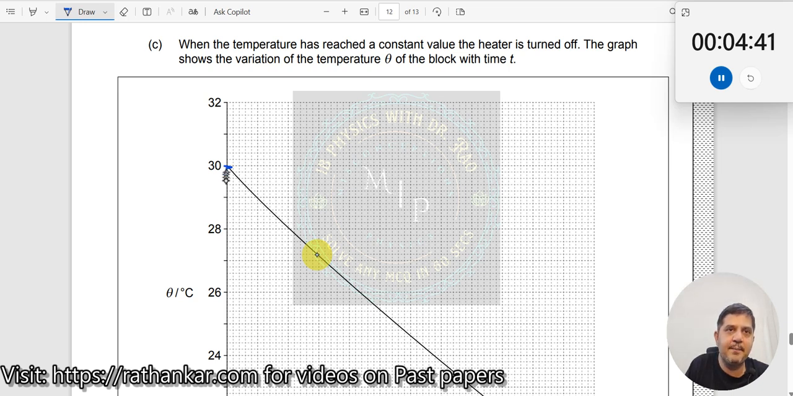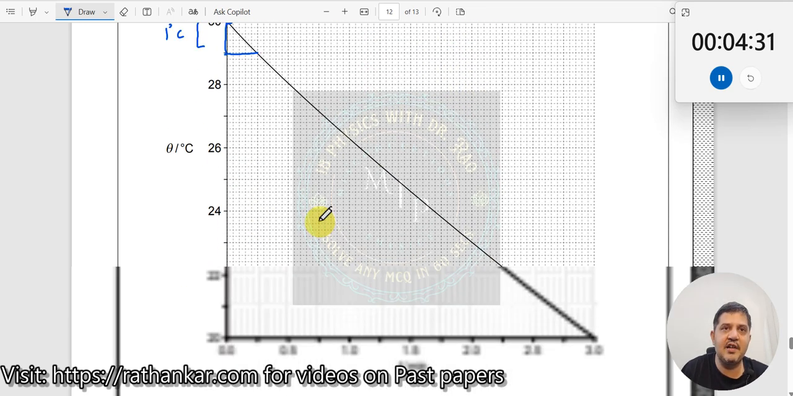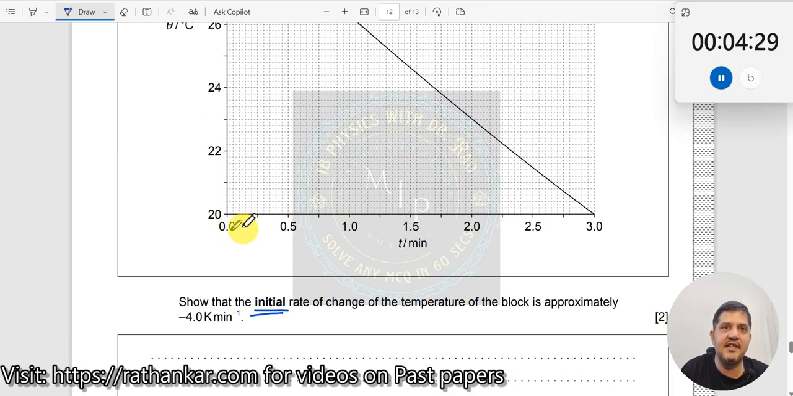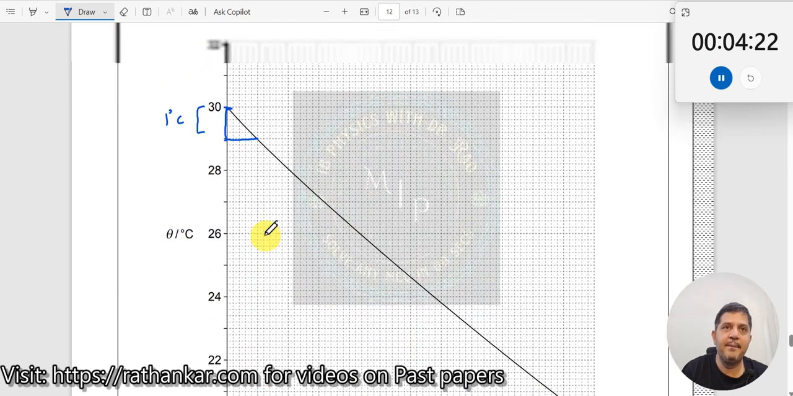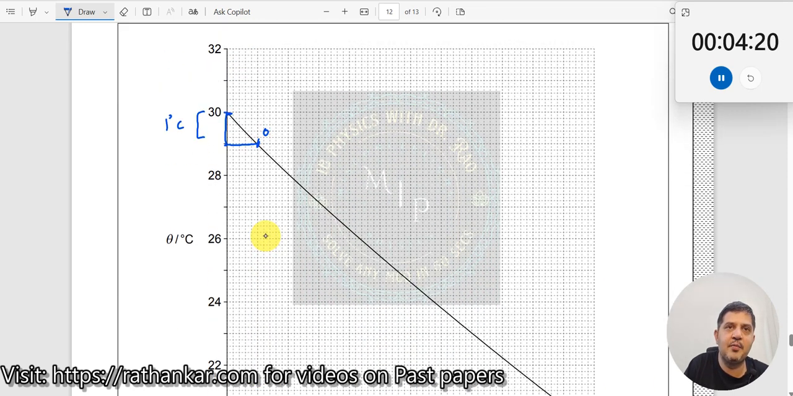So let me take up this line and this line. What is this value? This is 28, this is 29, this is 30. So this should be 1 degree centigrade. And what is the horizontal distance? See, horizontal distance 0 here, is 0.5 here, this should be 0.25 here, right? This should be 0.25. So therefore, that line corresponding to you is 0.25 here.